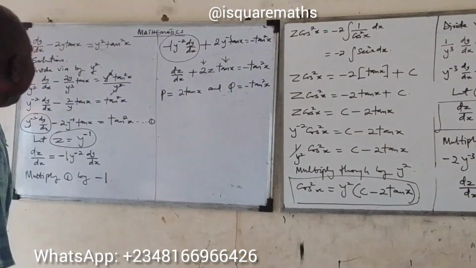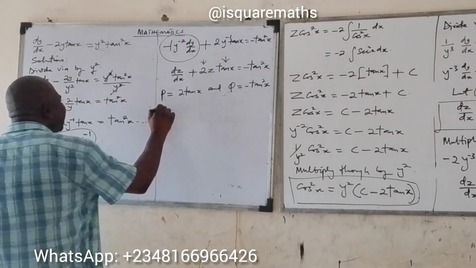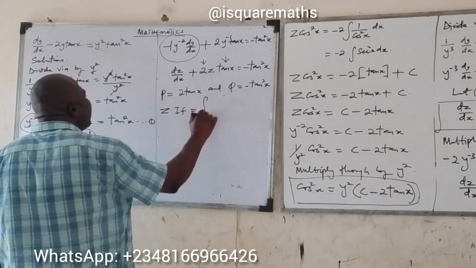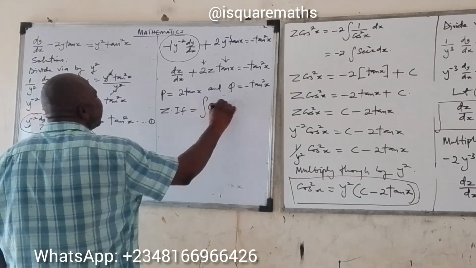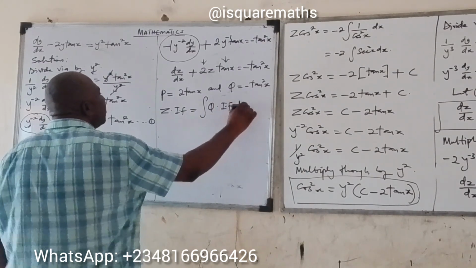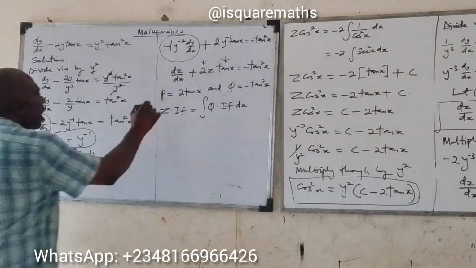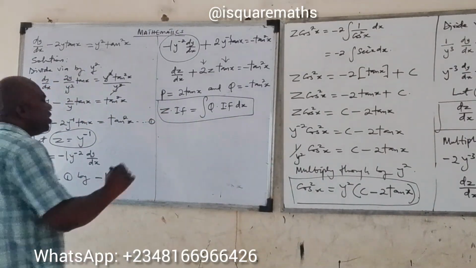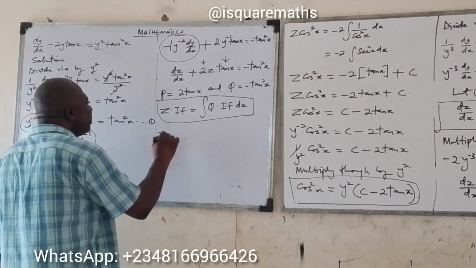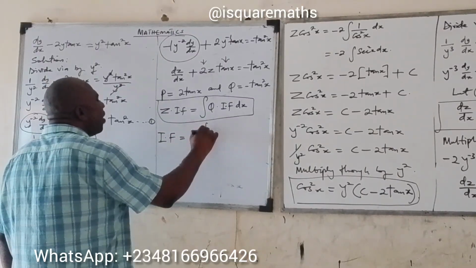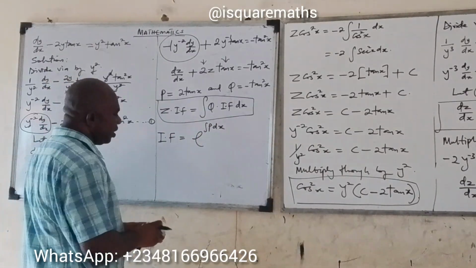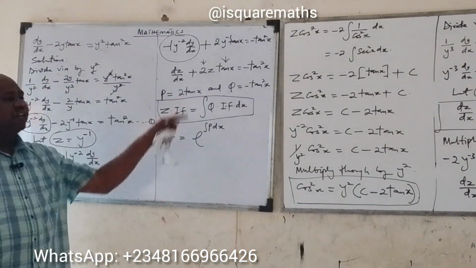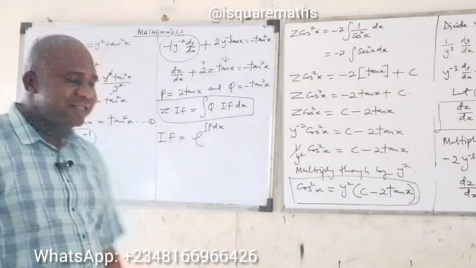Now in this case, remember we said the equation will be z times the integrating factor equals the integral of q times the integrating factor, dx. So what we need now is the integrating factor. To get the integrating factor, our integrating factor is e raised to the power of integral p dx. Now remember we said our p is 2 tan x.